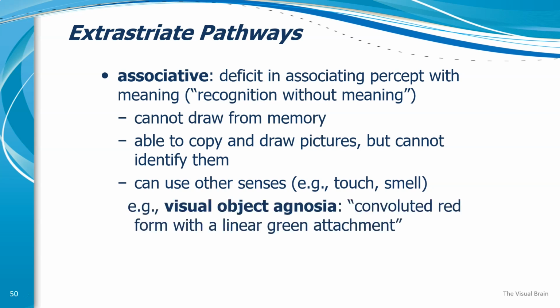A subtype of associative agnosia, so one specific subtype, is called visual object agnosia. Don't mix this up with visual form agnosia, okay? In visual form agnosia, there was one person who had this and described an object as, quote, a convoluted red form with a linear green attachment. So clearly, they can kind of tell shape, they can tell color. What are you looking at? I don't know. Well, why don't you smell it? And the patient smelled it. Oh, it's a rose. And this example also comes from Oliver Sacks.